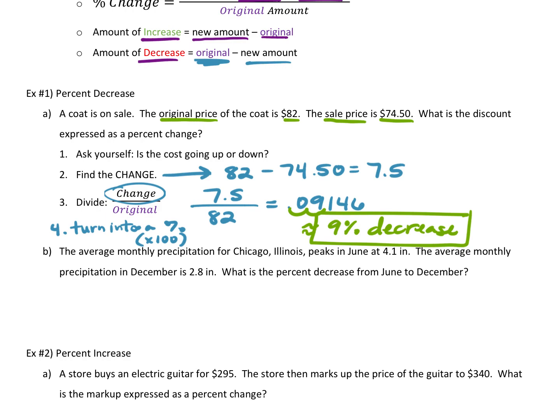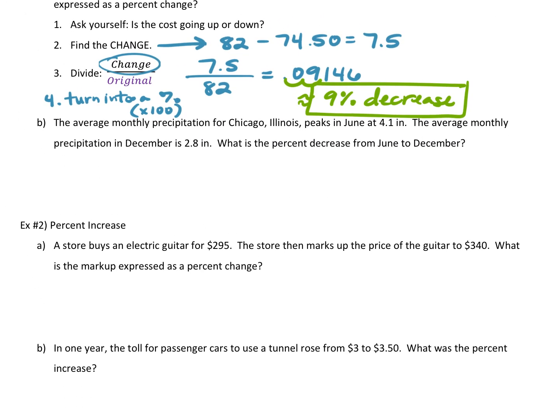All right, so look at the next one. This one I didn't give you the steps piece by piece, but you're doing the same process. The average monthly precipitation for Chicago, Illinois peaks in June. So they get their most rain in June at 4.1 inches. The average monthly precipitation in December is 2.8. What is the percent decrease? This is important, how they ask it, from June to December.